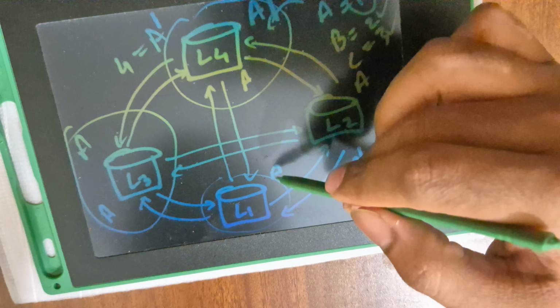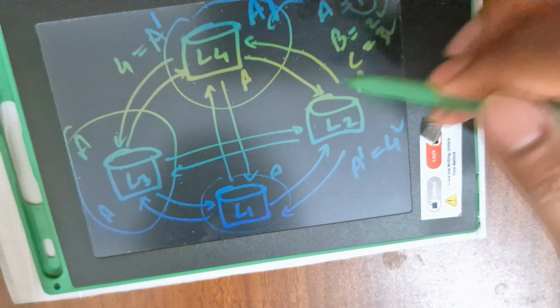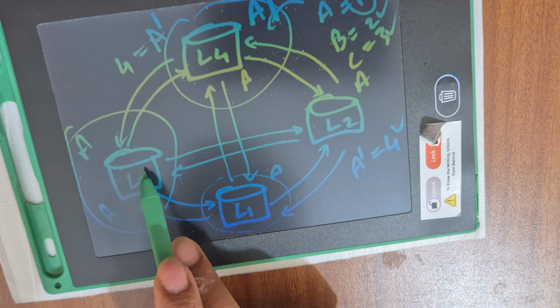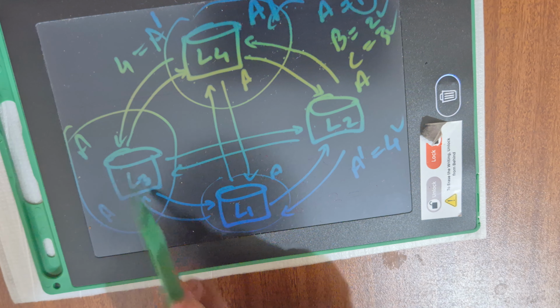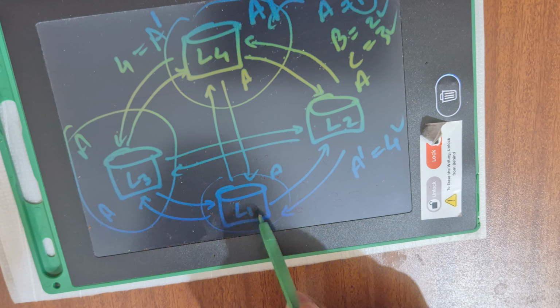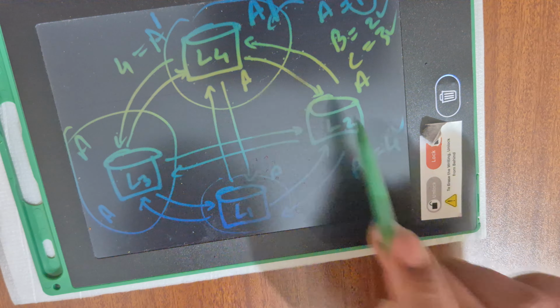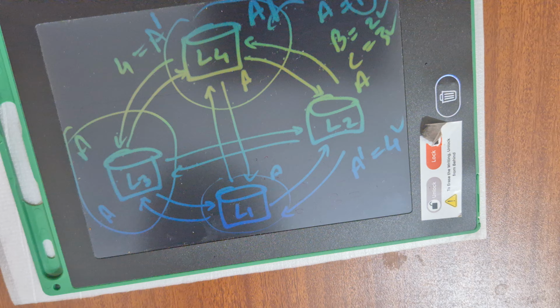Second is that this A keeps bouncing around. Once this guy received A, now he will again send that A to L1 also. So this A keeps bouncing around. How can we control it, so that once everyone has replicated, we don't send A again and again? How can we do that?